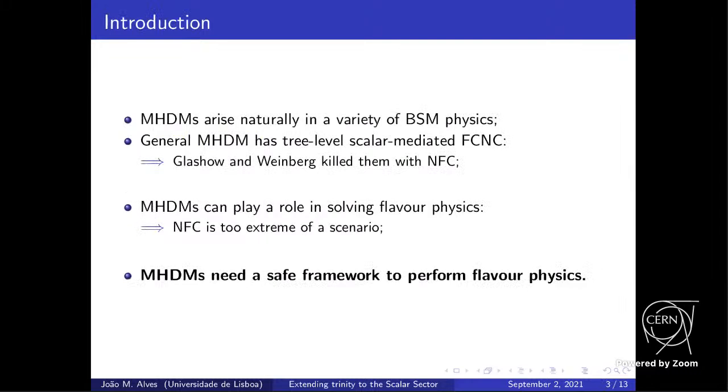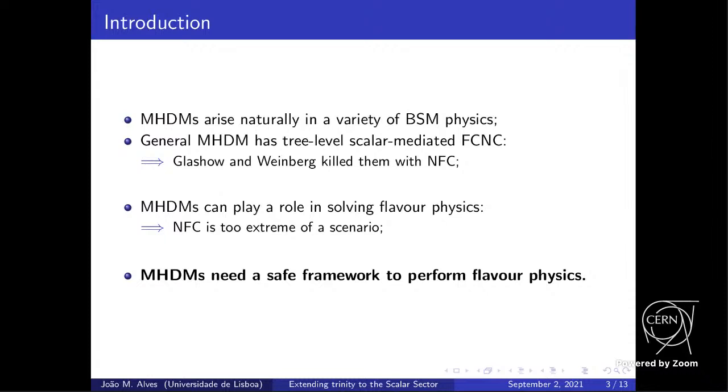Thankfully, we've had a lot of presentations about multi-Higgs models, so I'm going to assume that all of you at this point believe that these things are well motivated. However, they do have a problem, which is that at tree level, they have scalar-mediated flavor changing neutral couplings. And this is something that's very dangerous for things like K and anti-K mixing. And it is for that reason that Glashow and Weinberg, a long time ago, introduced natural flavor conservation, which just completely killed them.